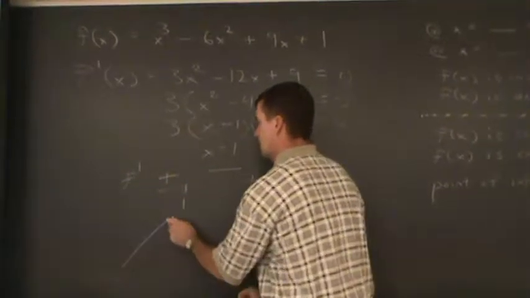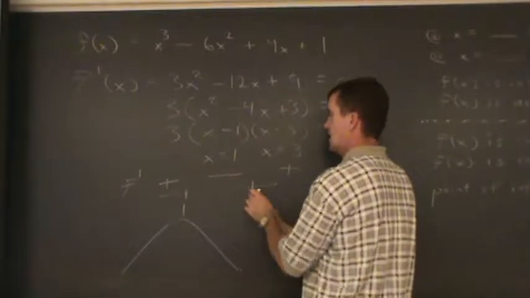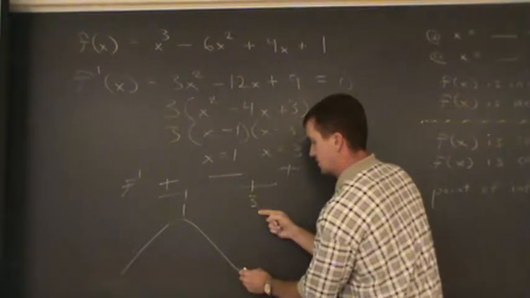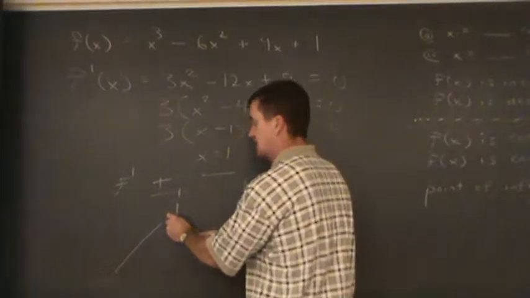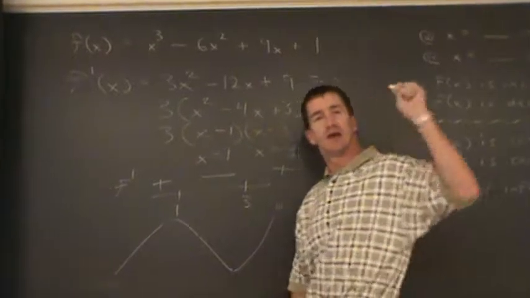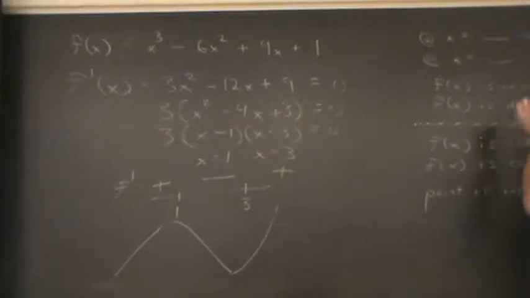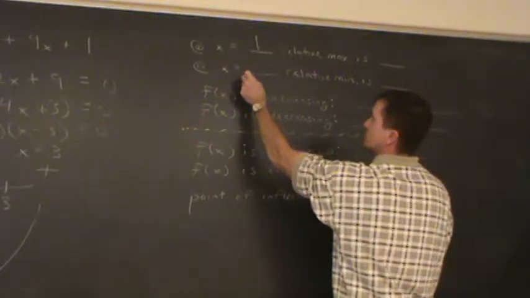So what's going on here is the function is increasing, positive slope. Slope is 0. Function's decreasing. Then the function slope is 0 at x equal to 3. And then the function is increasing. So obviously we have a relative max at x equal to 1 and a relative min at x equal to 3. And I'm going to fill that in this chart right here. I'm going to put relative max at x equal to 1, relative min at x equal to 3.